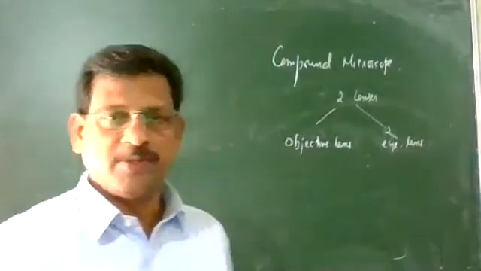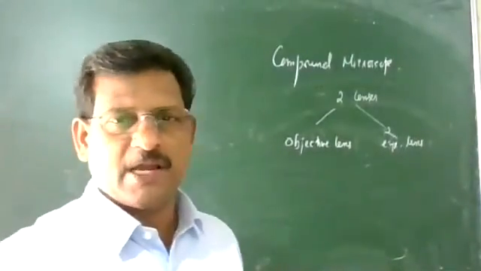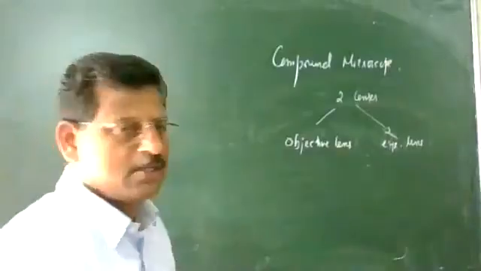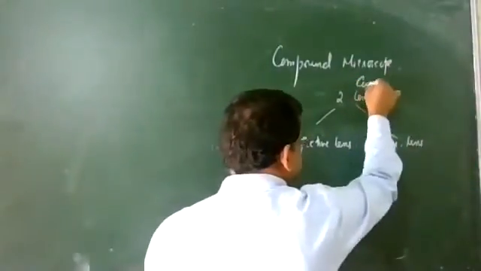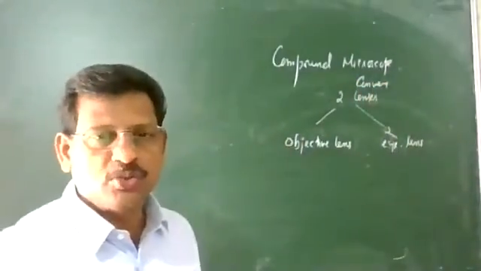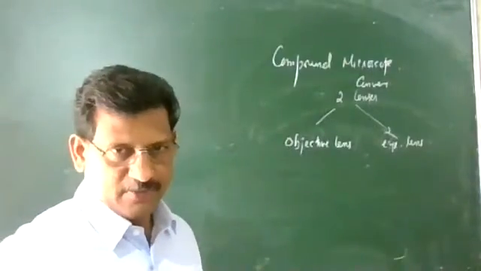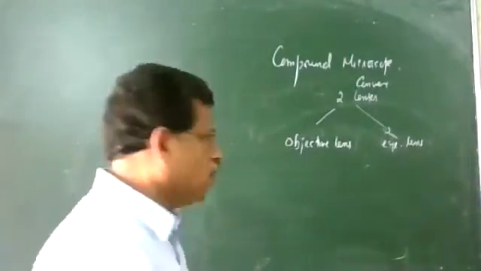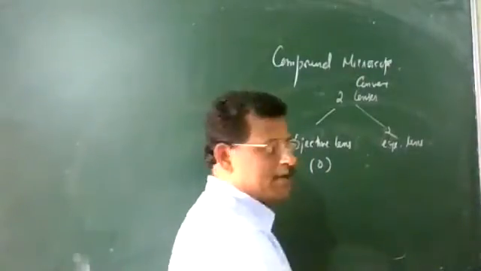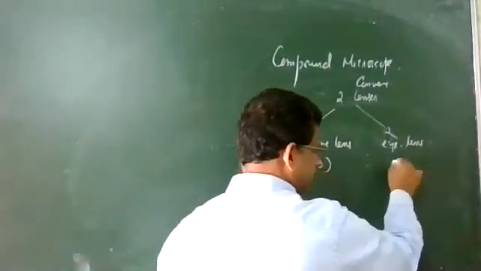A compound microscope is used to get an extremely highly magnified image of a very small object, and so it uses two convex lenses. The first lens, which is close to the object, is called the objective lens O. The other one is the eye lens or eyepiece, through which we observe.